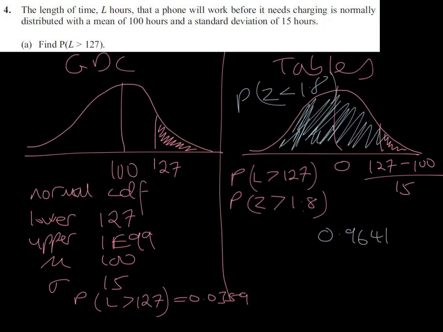Fortunately, we know the total area under the curve must equal 1. So if we do 1 minus this blue area here, we will be left with this region here, and we should be able to see that that will also yield an answer of 0.0359.